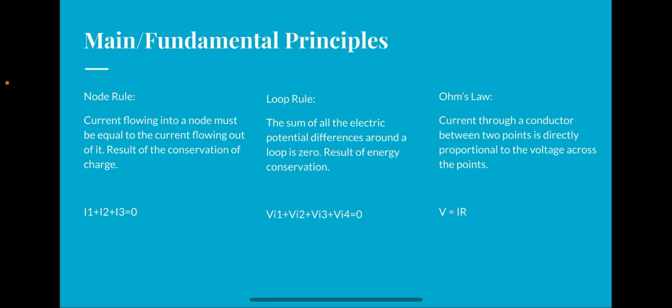Some main physics principles for this lab that we have to identify is the node rule. This rule is the current flowing into a node must be equal to the current flowing out of it, resulting from the conservation of charge. We also have the loop rule, which is the sum of all the electric potential differences around a loop being zero. This is the result of energy conservation. And then we also have Ohm's law, which is that current through a conductor between 2 points is directly proportional to the voltage across the points. And then we have corresponding equations that can go with these.